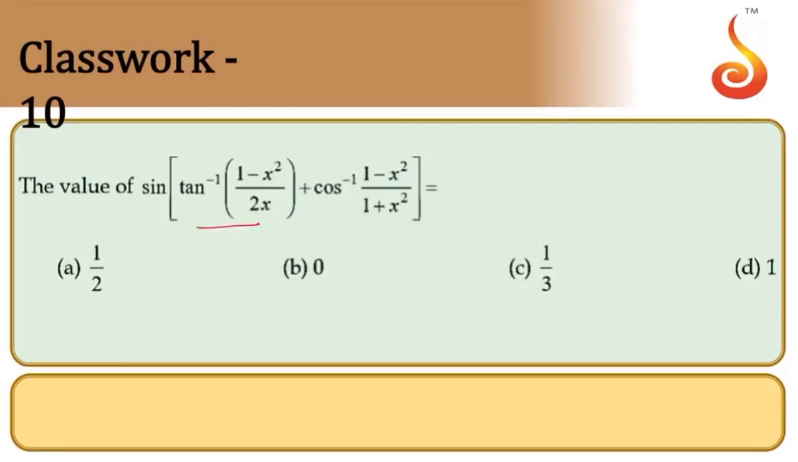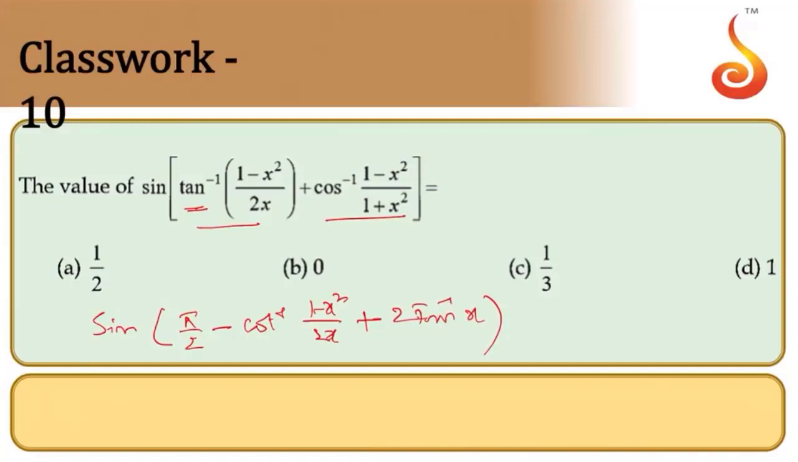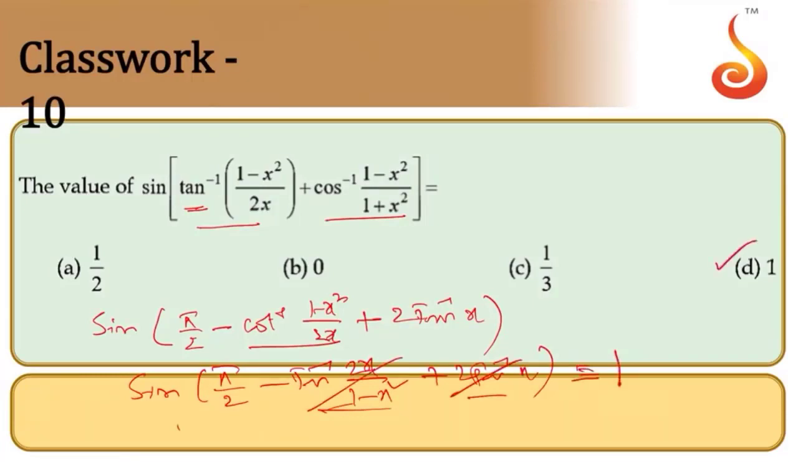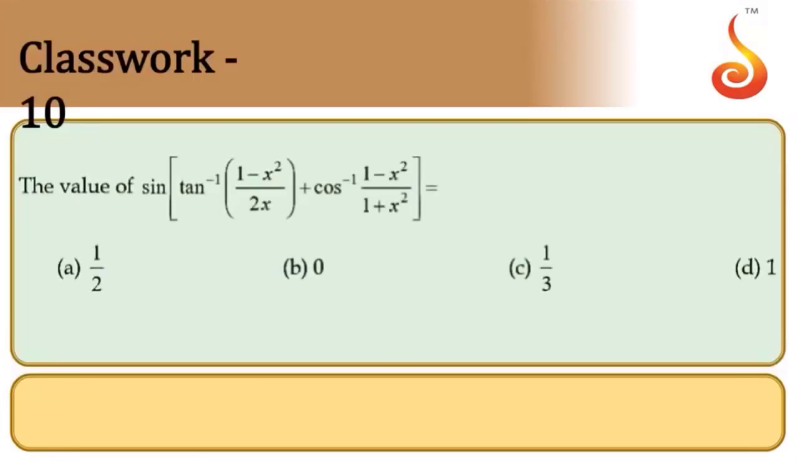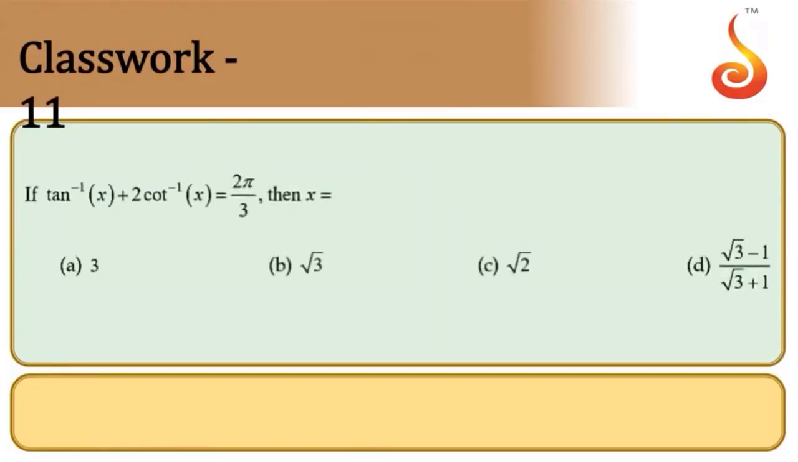10th one, we know tan inverse. If you have cot inverse, this will actually be the 2 tan inverse x formula. Here tan inverse of something can be written as pi by 2 minus cot inverse of 1 minus x square by 2x, plus this is nothing but 2 tan inverse of x. But this can also be written as tan inverse of 2x by 1 minus x square, because the reciprocal is nothing but that, plus 2 tan inverse of x. So these two are equal, get cancelled, and the answer is equal to 1. So sine pi by 2 is equal to 1. So let me consider the next one. So the answer is D. 11th one.